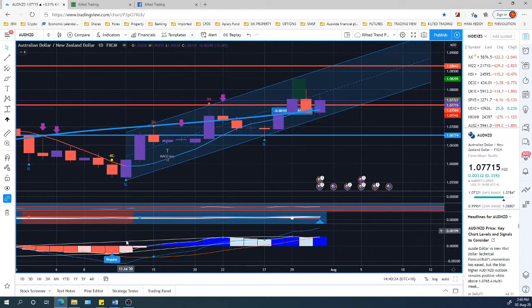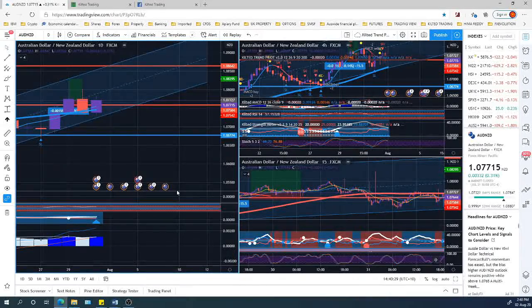Now in this case, what I've got set up is I've got the Kilted Trend Pilot on the daily, the 4 hour, and then I've got the Kilted Price Action indicator down here for taking entries. I like to mix that up a little bit because it's really quite nice and clear in terms of entry points with just a moving average here. So I really like that concept. So let's have a look.